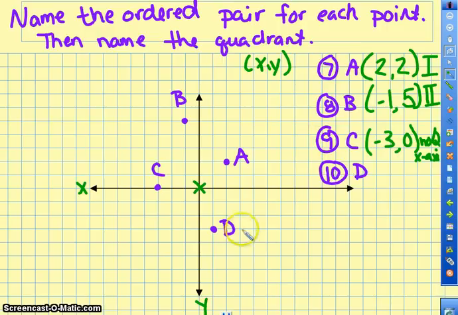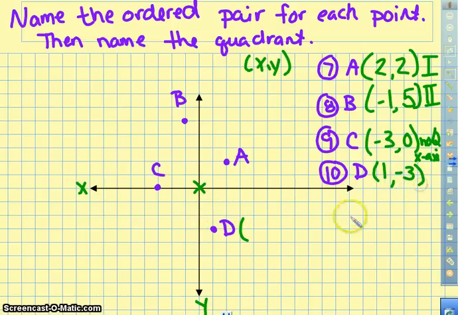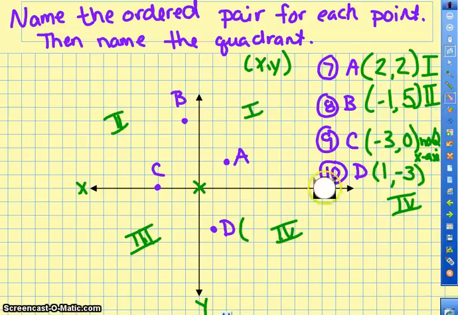Okay, and my last one, point D. So I'm going to go to the right, which is positive 1, and then down 1, 2, and 3, which is negative. And that is in quadrant 4. So your quadrants, if you recall, are 1, 2, 3, and 4. So make sure we're brushing up on that before we take our test.